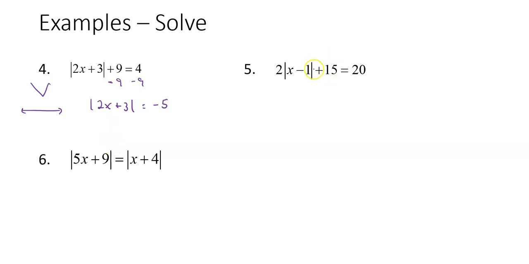Right. Number 5 has a couple of extra steps to it. So the first step is to move that 15 over to the other side. So we get 2 times the absolute value of x minus 1 equals 5.